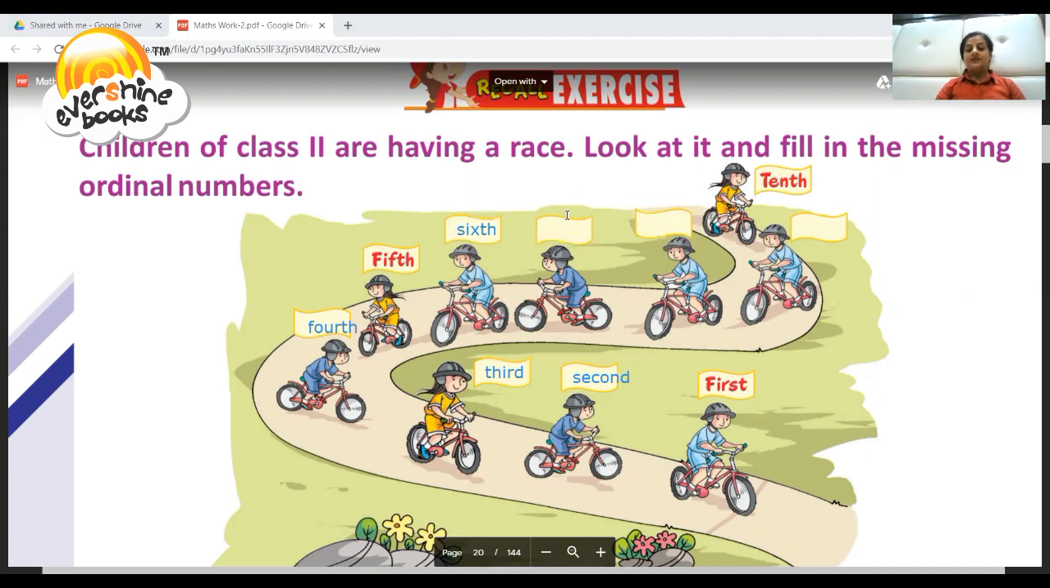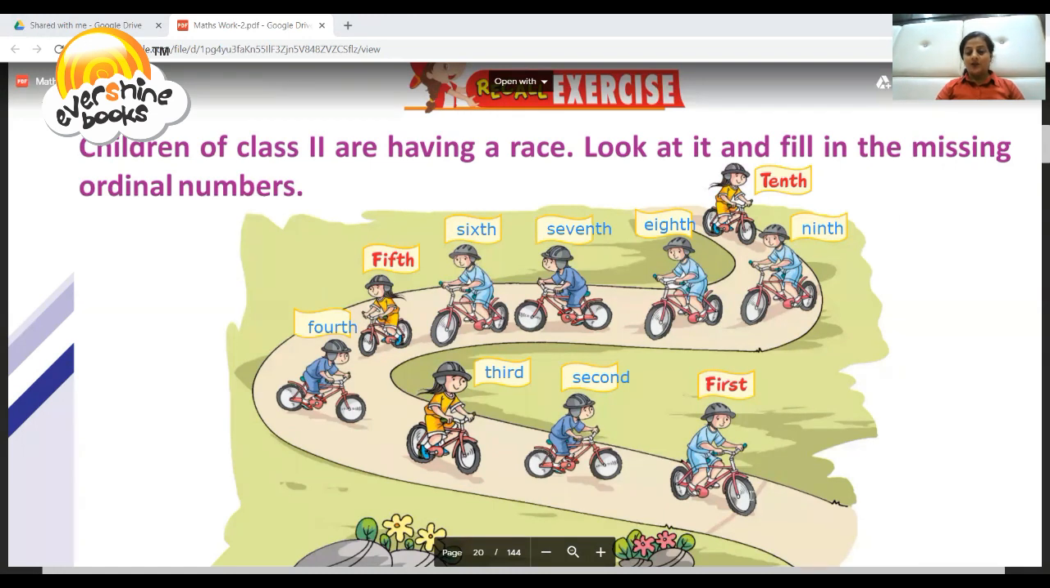Next is, he is seventh. He is on seventh position. So we are going to write here seventh. This boy is on eighth position. We are going to write here eighth position. Next is ninth position. We are going to write here NINTH, ninth position. This is called our ordinal number, and we have done it.